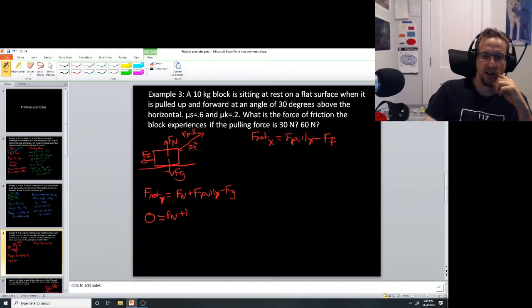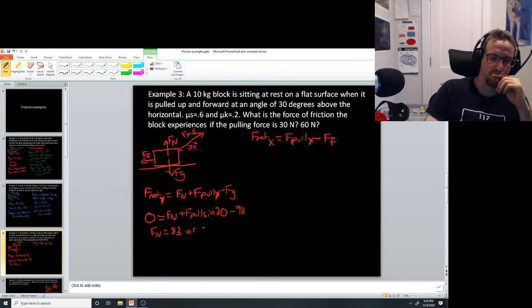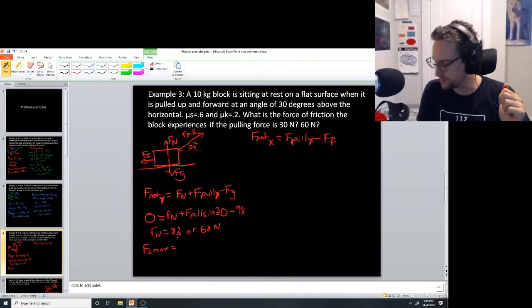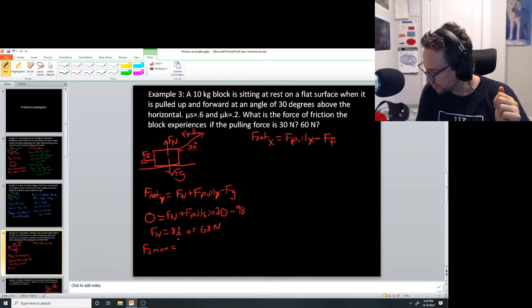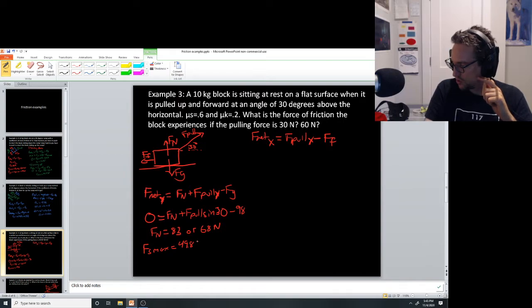Plus F pull sine 30 minus 98. So, the normal force has got to be either 83 in part A or 68 newtons, which means the maximum force of static friction is equal to each of those times 0.6, and those are 49.8 or 40.8.